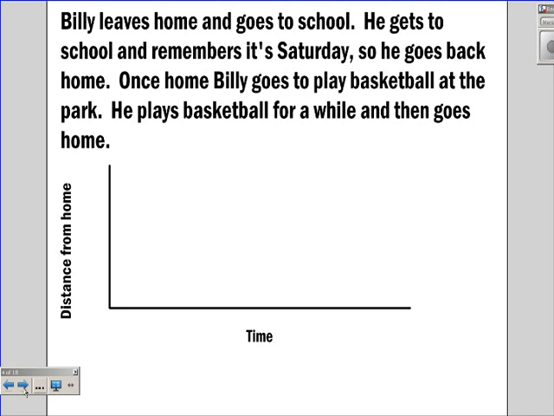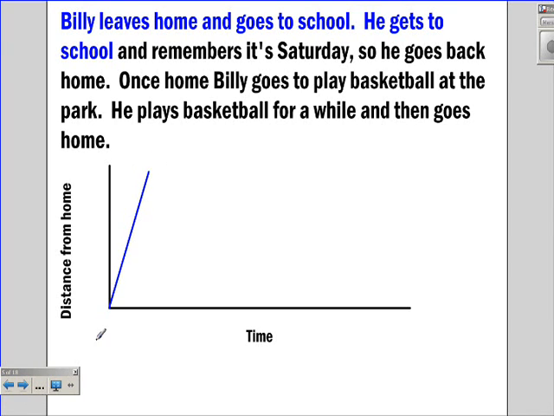So the first part I'm going to be looking at is really just breaking down this context up here, this paragraph, into the different pieces and parts that tell us about it. So the very first thing being that Billy leaves home, so I know where I'm starting. I'm going to be starting at home, and I go to school.